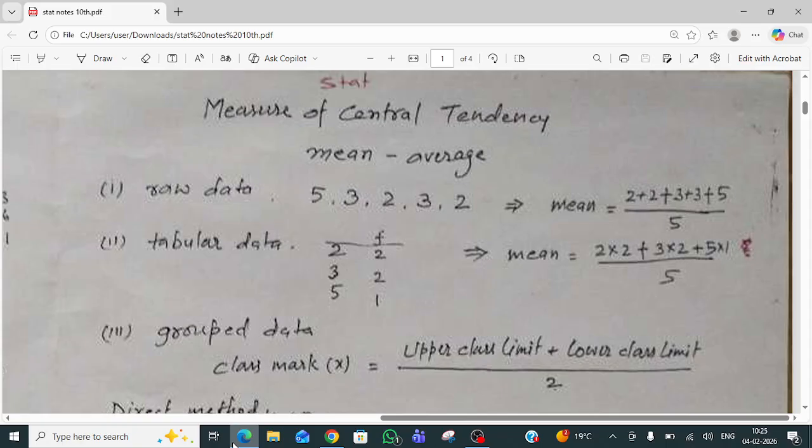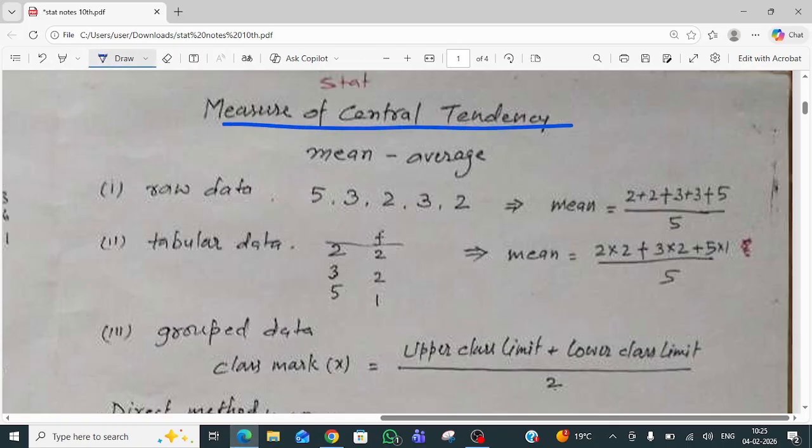Dear students, we are revising the chapter Statistics. Another name for this chapter is Measure of Central Tendency. There are three measures of central tendency: mean, median, and mode. Another name for the mean is average.